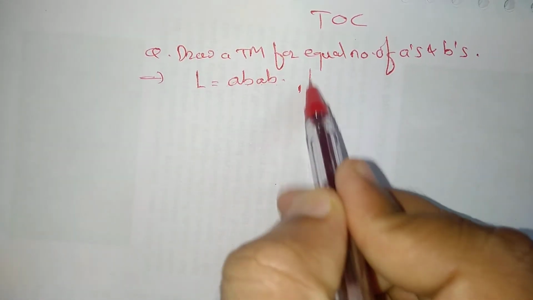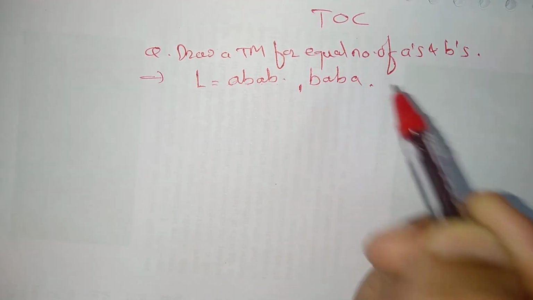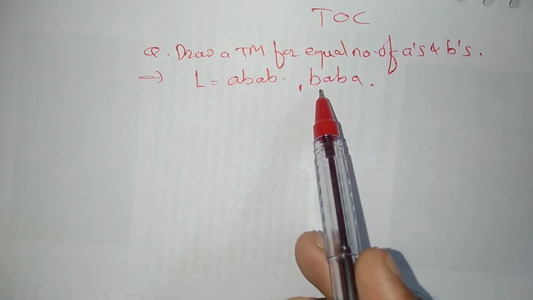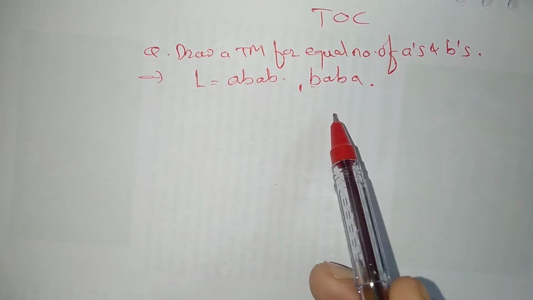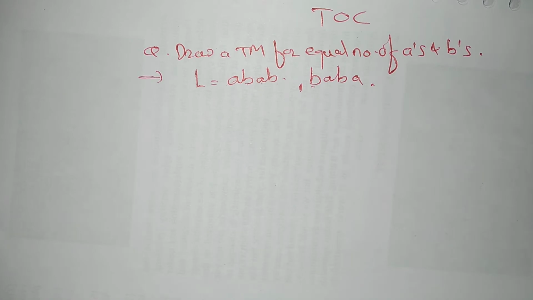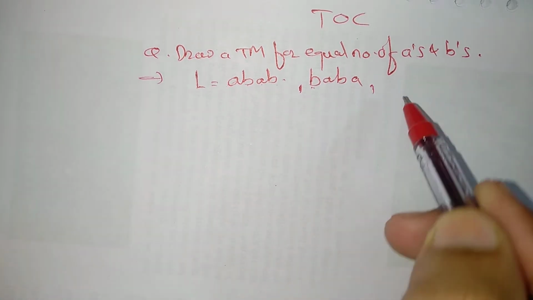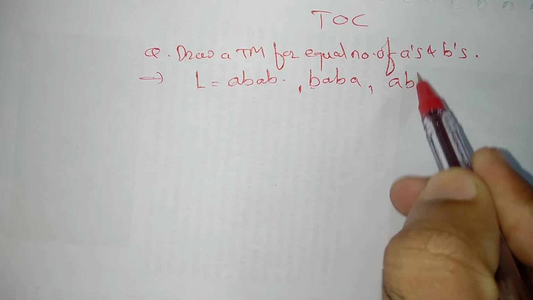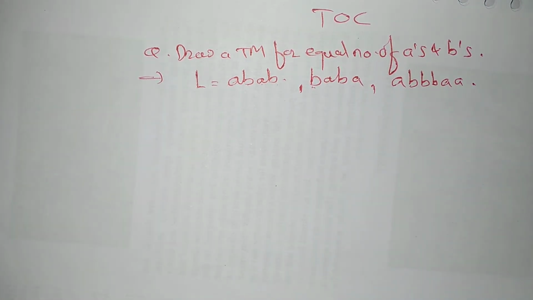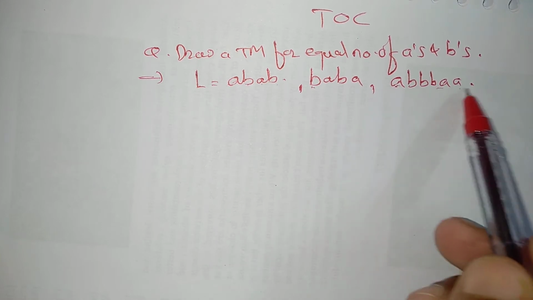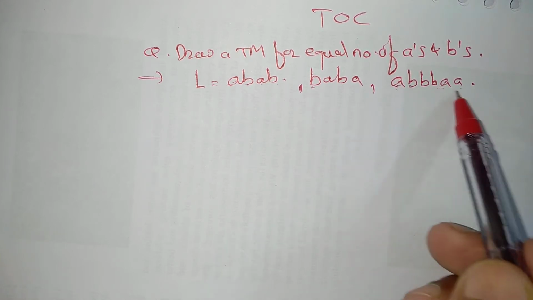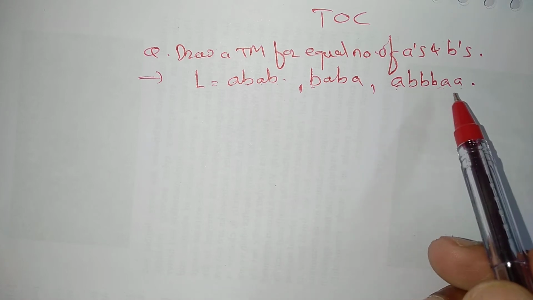The language can start with BAB. That means it may start with B, or A will be a starting point. Else we can have, say, 3 times B and 2 A's. That means equal number of A's and equal number of B's. In this language I will have 3 A's and 3 B's.